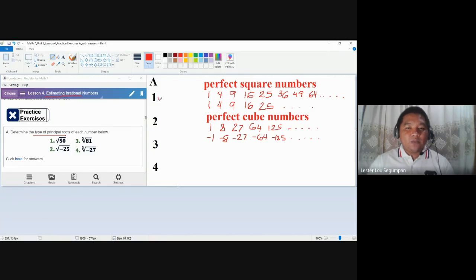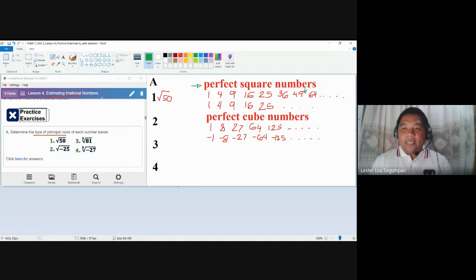Number 1 is the square root of 50. Since it's asking for the principal square root, let's proceed to the table of its reverse operation, which is the perfect square numbers. We need to locate 50 here. As you can see, we cannot see a value of 50 here. It is probably somewhere here, in between 49 and 64. This would mean that 50 is not a perfect square.